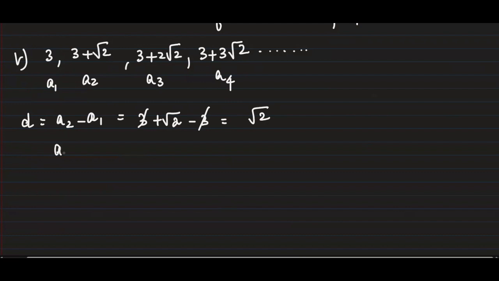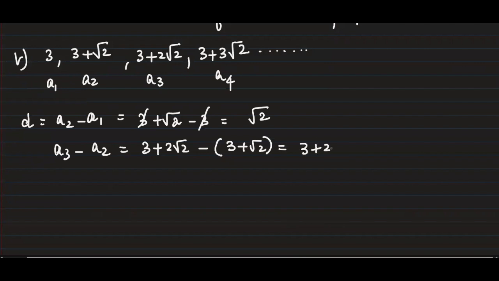Again, we'll find the D value for A3 minus A2. Now it should be the same if it is an AP. So here A3 is 3 plus 2 root 2, then minus A2. There are two terms, so I'm going to put them within brackets: 3 plus root 2. Remove the brackets now. Signs will change. So minus 3, minus into plus becomes minus root 2. So positive 3 and negative 3 get cancelled. 2 root 2 minus root 2 becomes just root 2.